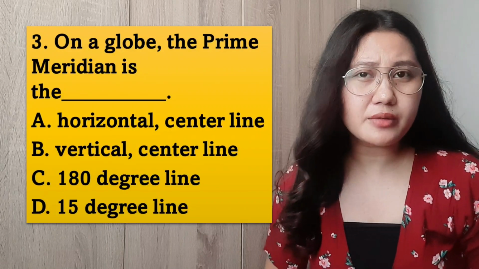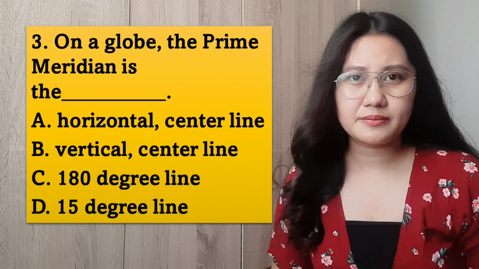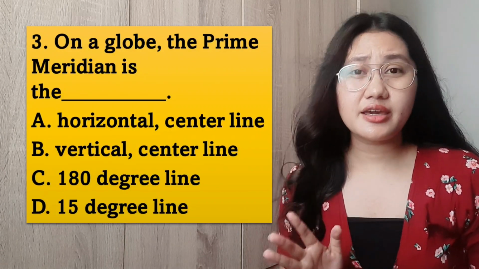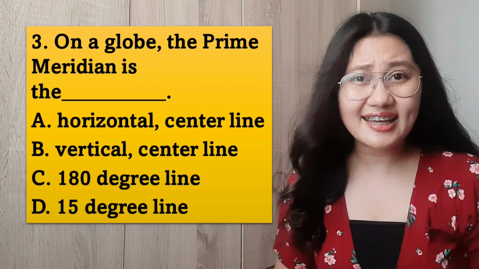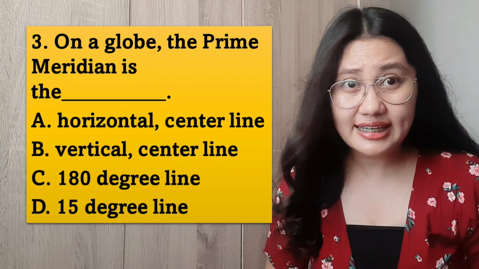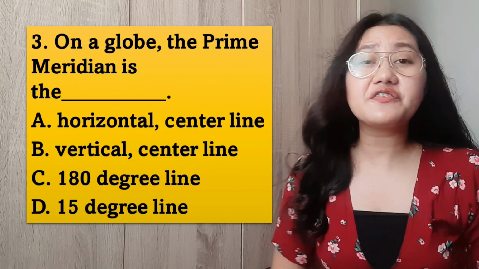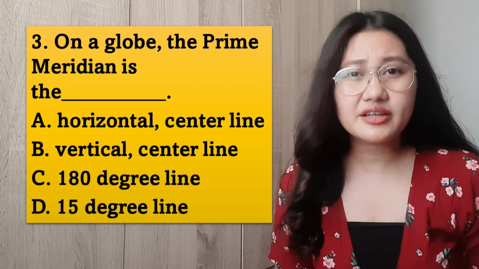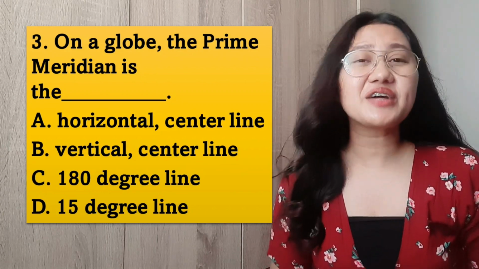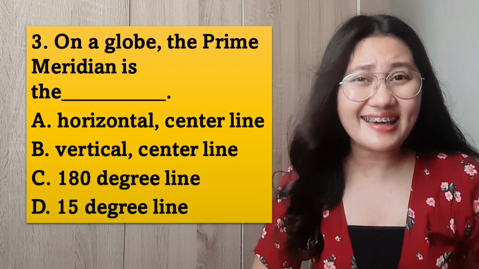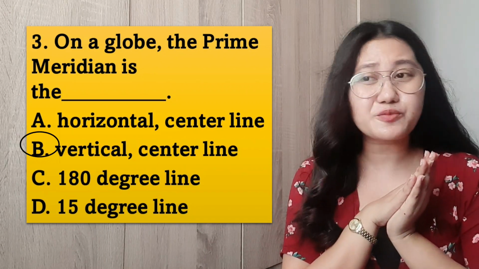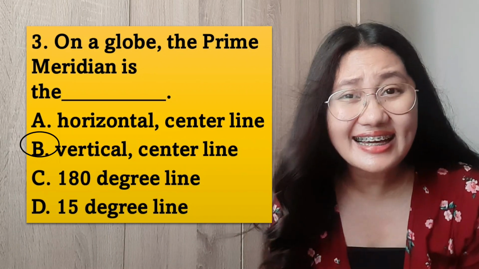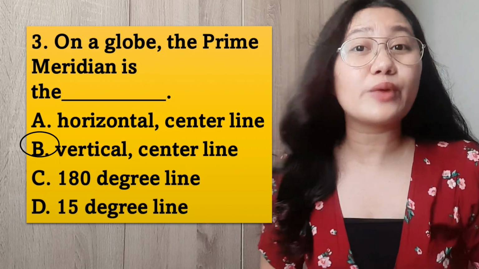Okay, and then number 3. On a globe, the primary region is the blank. A, horizontal center line. B, vertical center line. Letter C, 180 degree line. Or letter D, 515 degree line. The correct answer is, okay, very good. That should be letter B, vertical. So, lagi vertical ang ating primary region. Kasi ang ating horizontal ay ang ating equator.